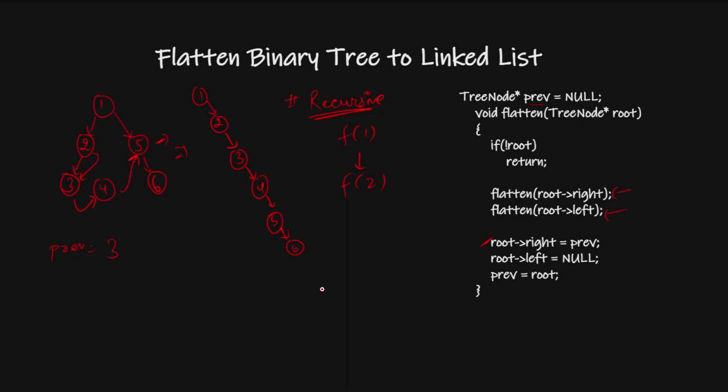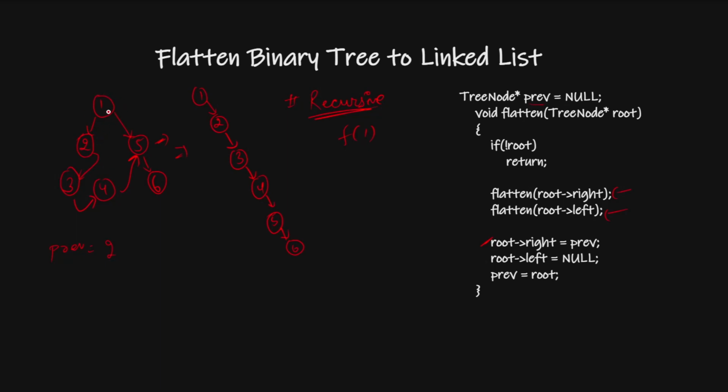The next thing I have to do is make this point to null. So this is pointing to null. The last thing I have to do is update my previous, so that this should also point to this. Now my f2 is also done. So for f1, my right is done, left is done.